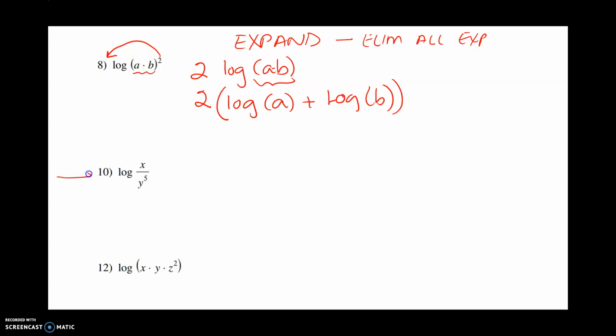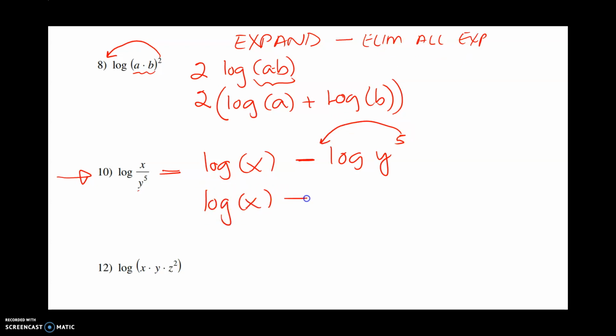All right, let's look at 10 as an example. Now we have a quotient. We do have an exponent, but that exponent is only on the y. So let's first break it up based on the fact that it's a quotient. It becomes log of x minus log of y to the 5th. Now I can take care of the exponent. This can now come down in front. So this equals log of x minus 5 log of y.